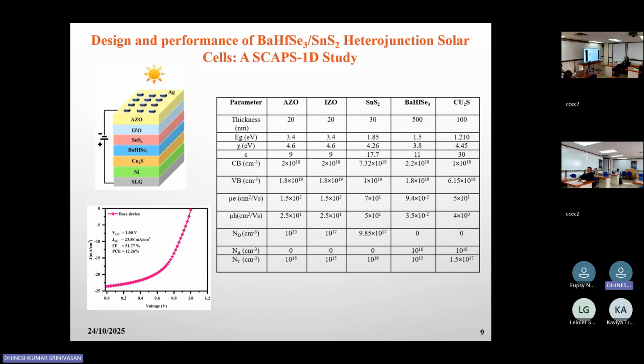To further improve device efficiency, optimization was carried out focusing on the buffer layer parameters, specifically donor density varied from 10^12 to 10^20, defect density altered from 10^12 to 10^20, and thickness varied from 10 nanometers to 115 nanometers. The impact of this variation on device performance was assessed through simulation using JV curves, capacitance-voltage, Mott-Schottky plots, recombination profiles, and quantum efficiency analysis, offering comprehensive insights into the behavior and optimization potential of barium hafnium selenium based solar cells.